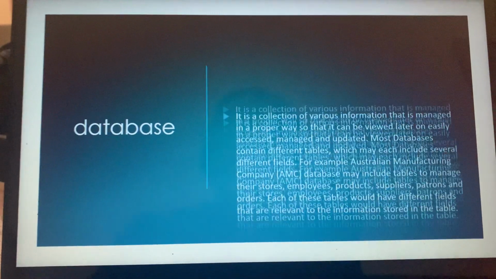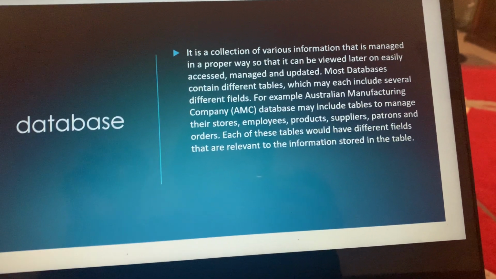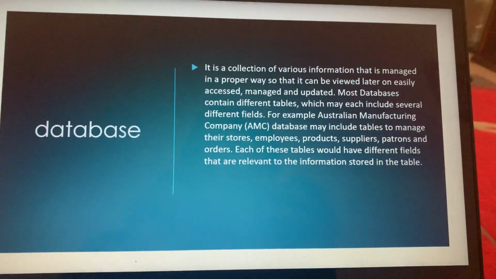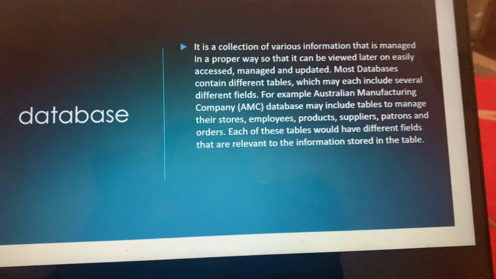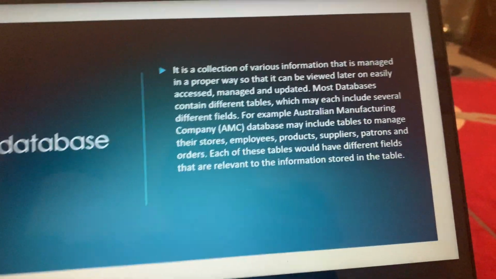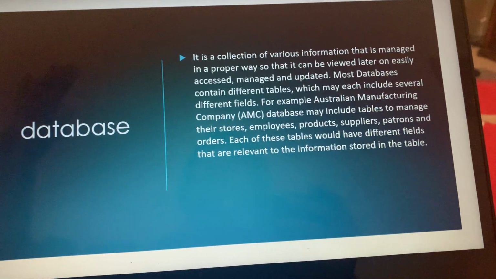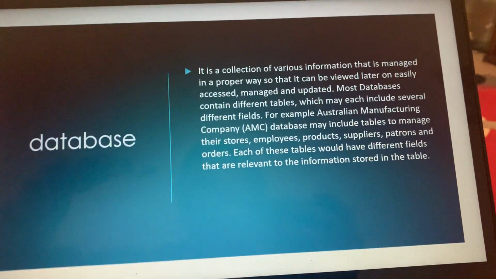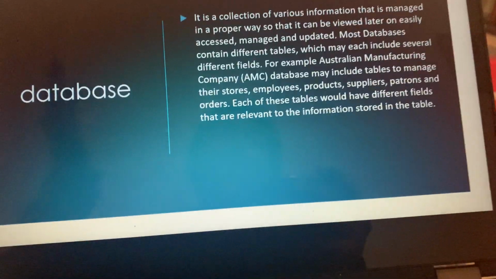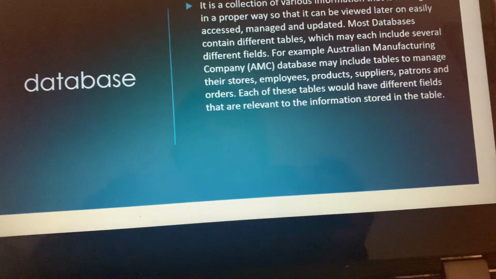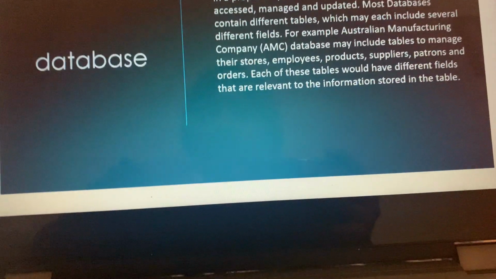And database. What is a database? It is a collection of various information that is managed in a proper way so that it can be viewed later on easily, accessed, managed, and updated. It is the information that we can use later on to find the required information we need. It makes things so easy because a database helps us in different ways. Like, we all know, most databases contain different tables which may include several different fields.